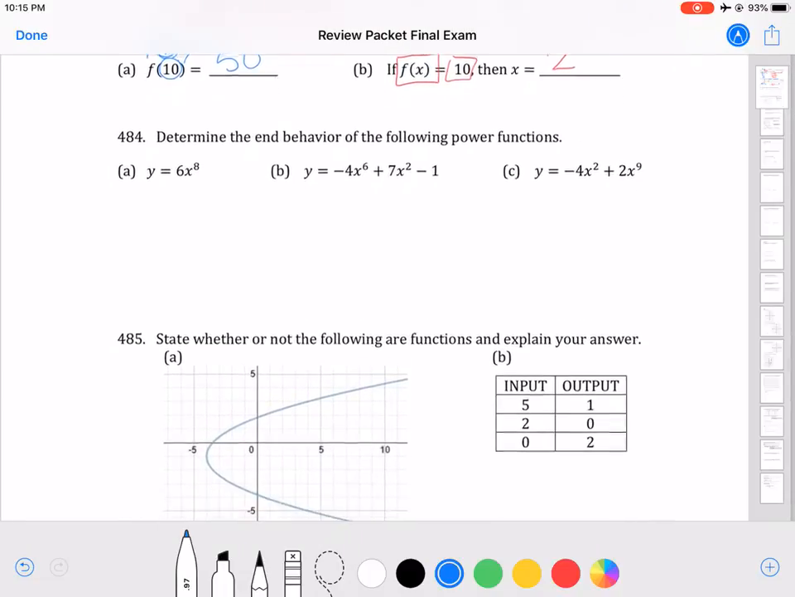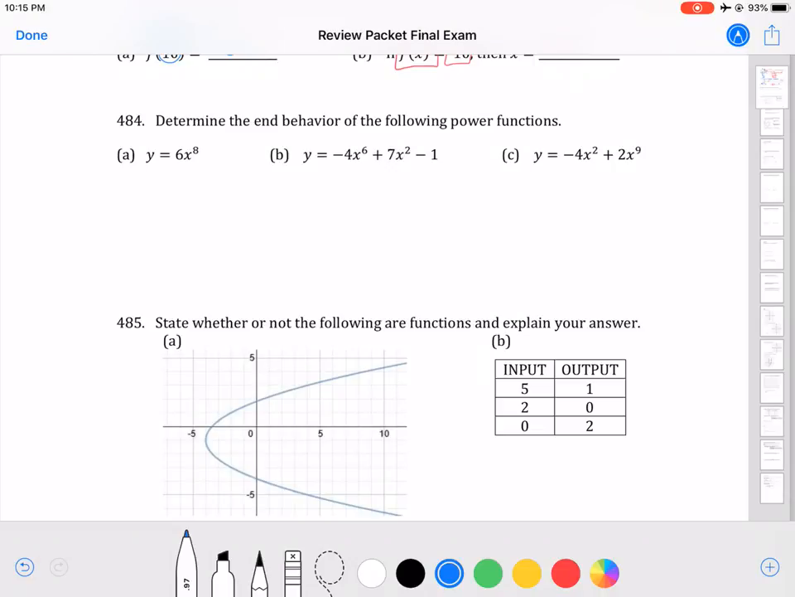All right, 484. It says determine the end behavior of the following power function. So this is coming from the week 14 notes that we just finished up. So what you need to know about end behavior, first of all, is the term that you're supposed to refer to determine what your end behavior is. So I'm going to write a little note off to the side about figuring out your end behavior.